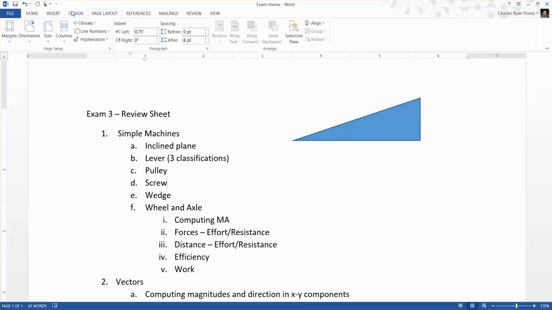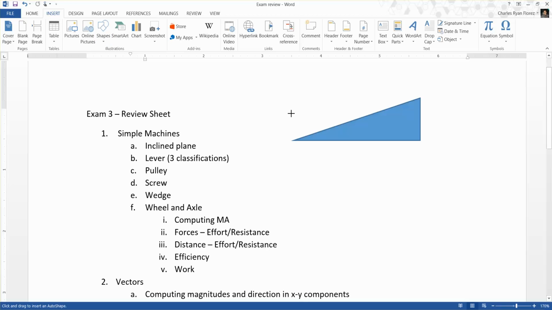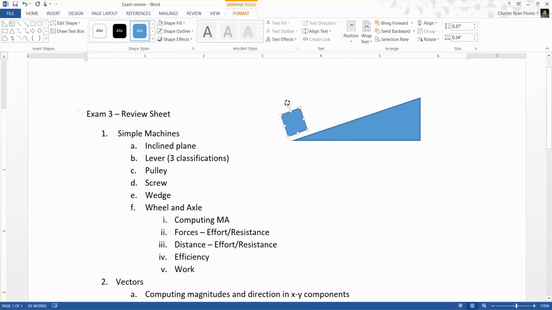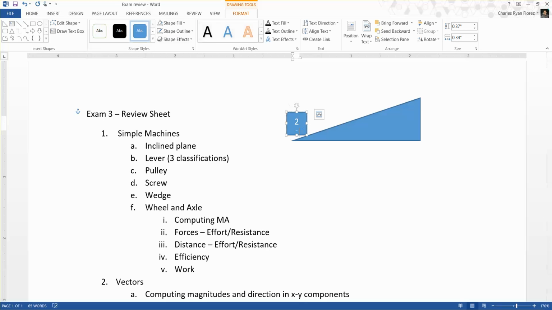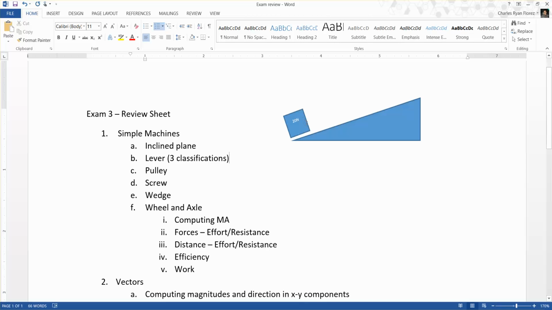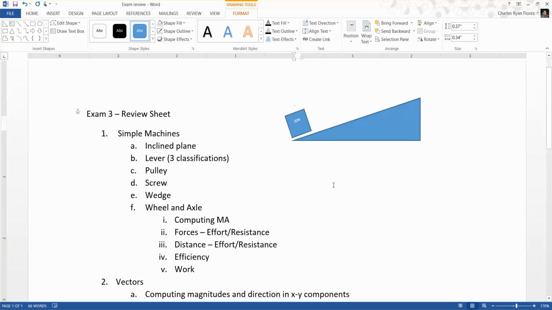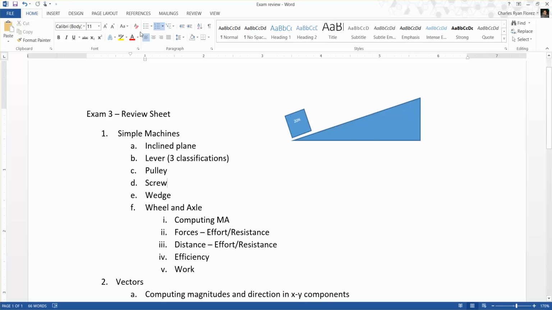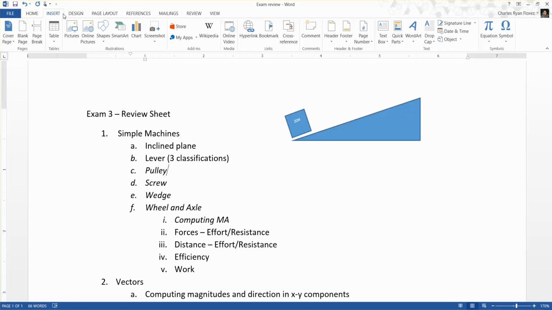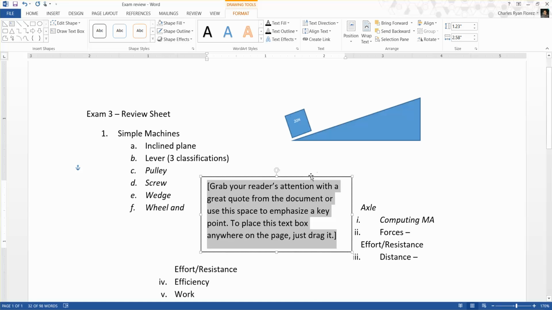If we have a box here, and let's say this box was 20 newtons. This is just like what we saw in class, and this is exactly what we went over in the review. We found values for ideal mechanical advantage and actual mechanical advantage.